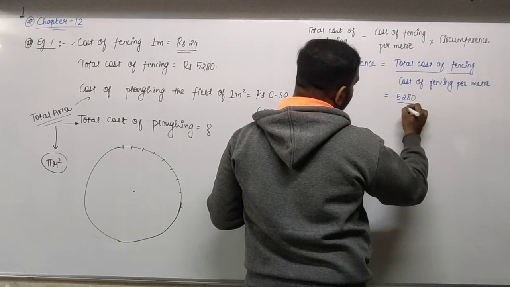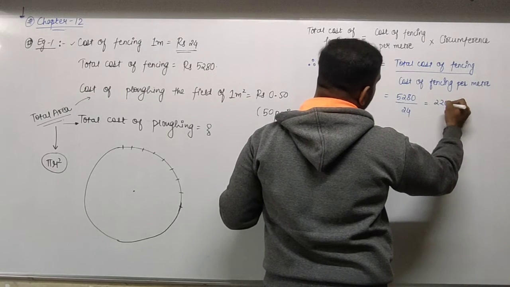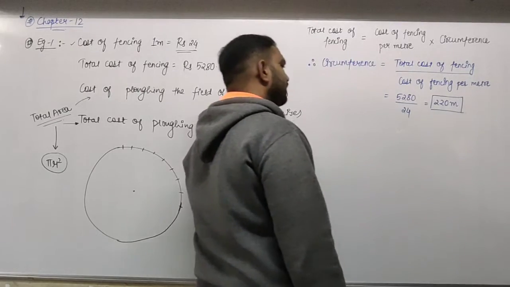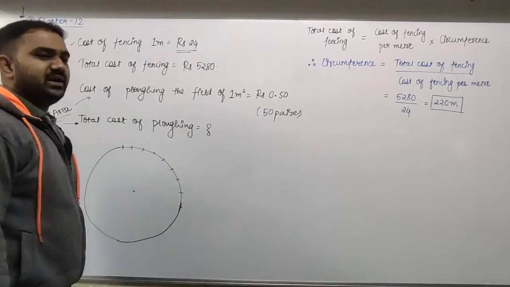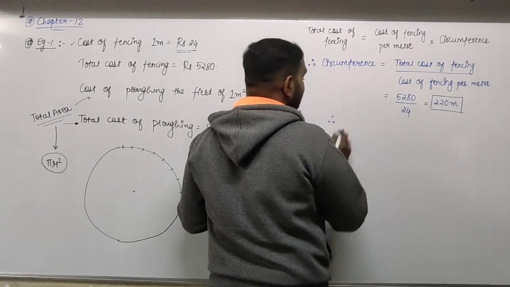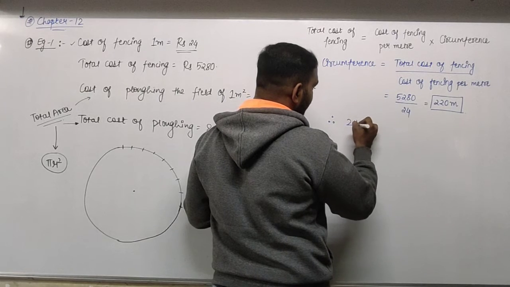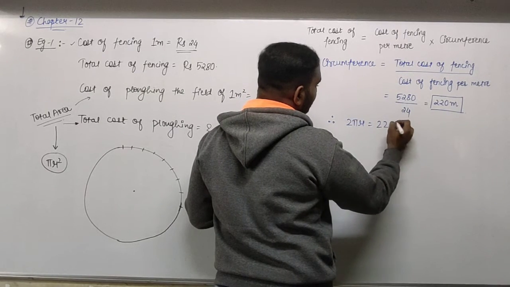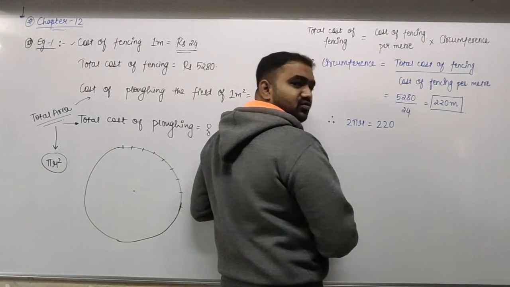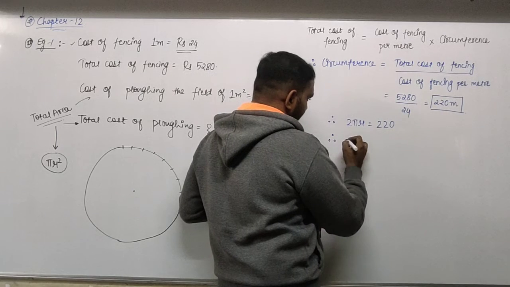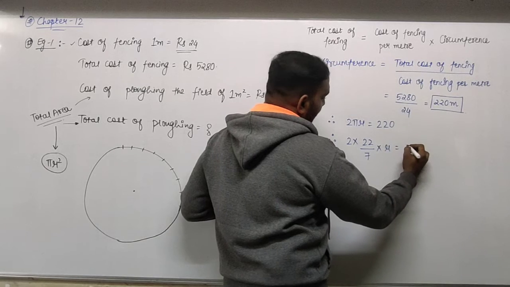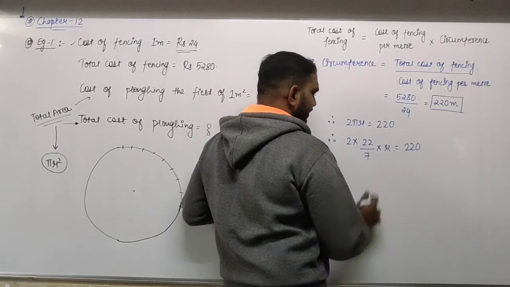5280 divided by 24. That gives me 220 meter. Right? 220 meter. એટલે આપણને circumference મળી ગઈ 220 meter. Therefore, what is the formula to find out the circumference? તો કે 2 pi r is equals to 220 because circumference is 2 pi r and the value of the circumference is 220. Therefore, 2 into 22/7 into r is equals to 220.